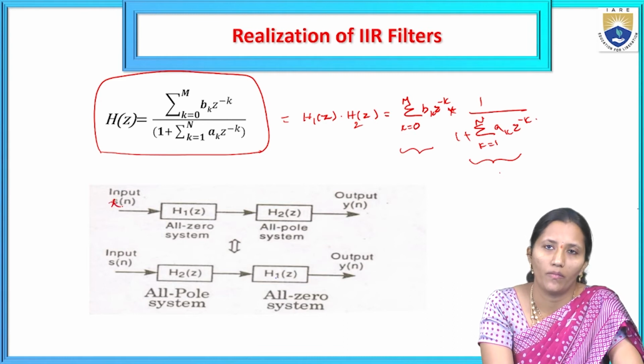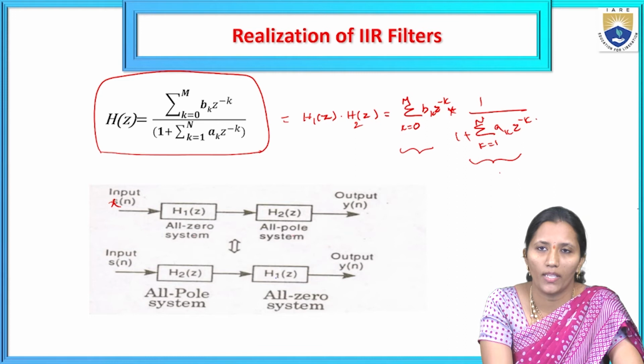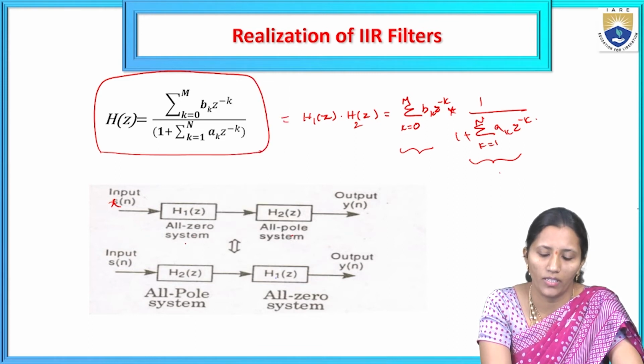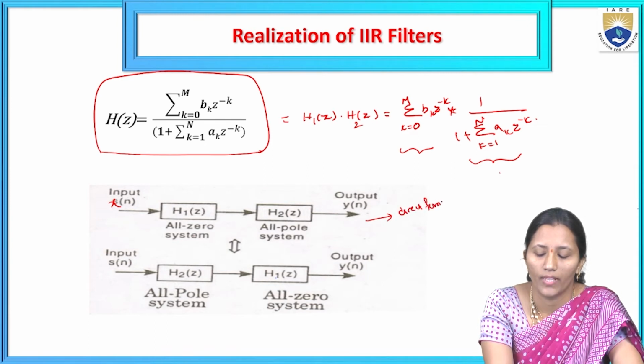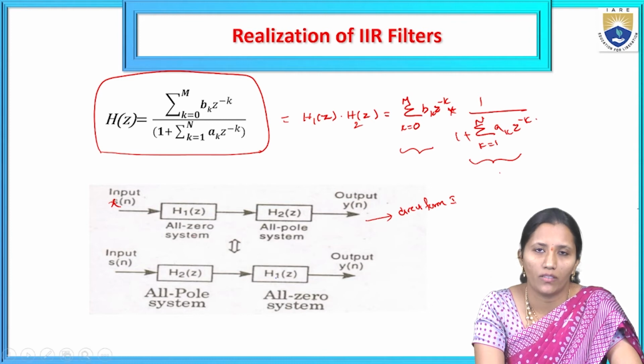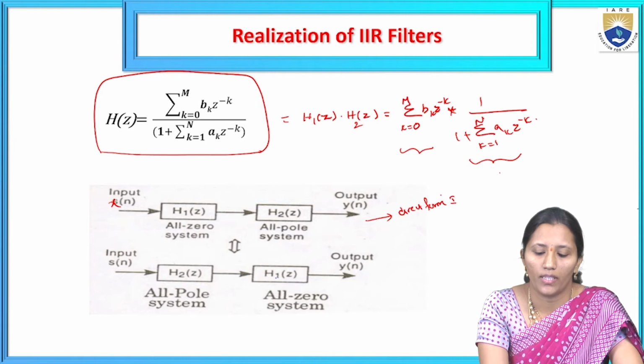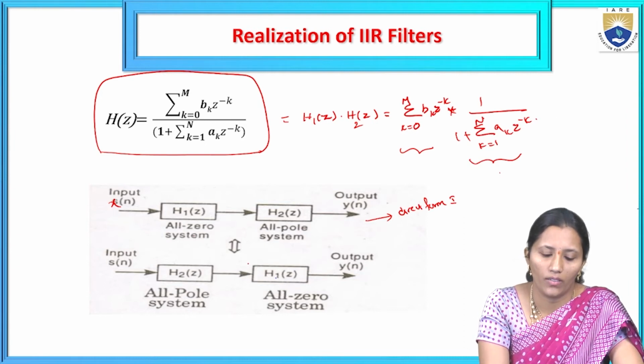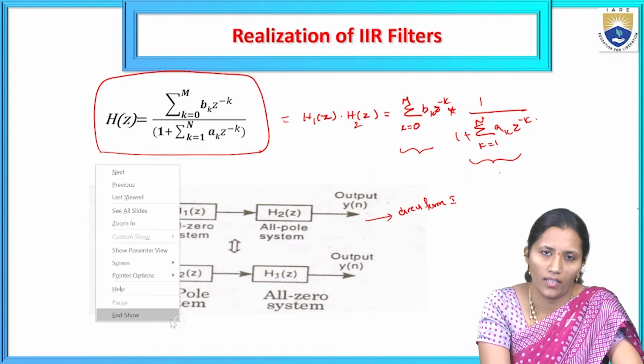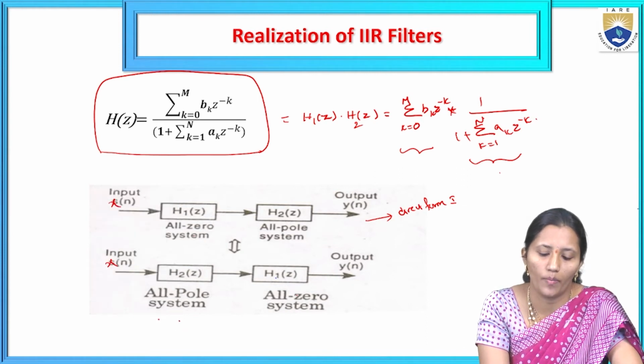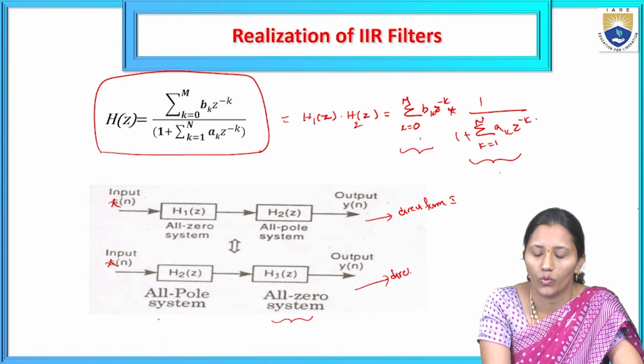Here H1 of z is an all-zero system and H2 of z is an all-pole system. The numerator is an all-zero system and the denominator is an all-pole system. Taking the input x of n, in direct form 1 we realize the all-zero system first, followed by the all-pole system, H2 of z, and then we get y of n. In direct form 2, given the input x of n, the all-pole system, that is the denominator, is realized first in the block diagram, followed by the all-zero system, H1 of z, and then we get the output.